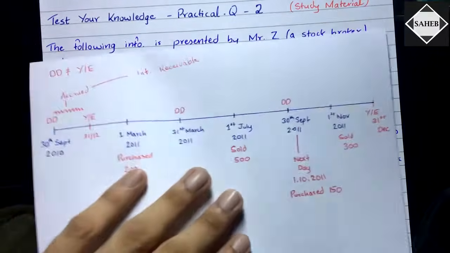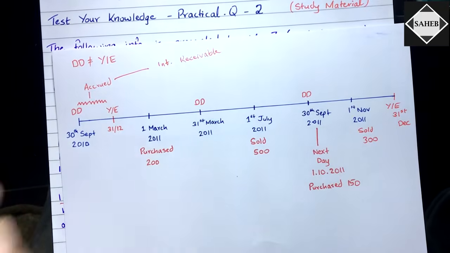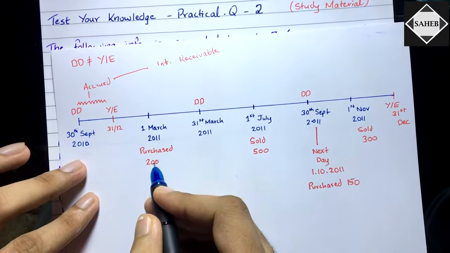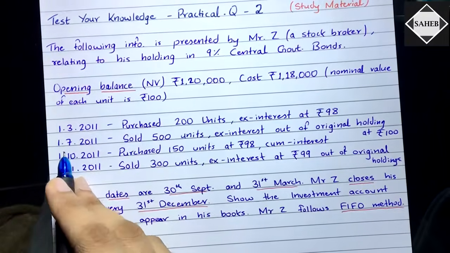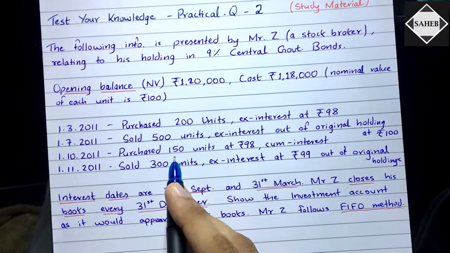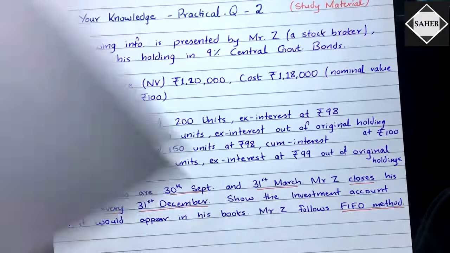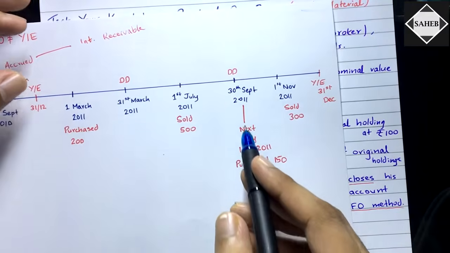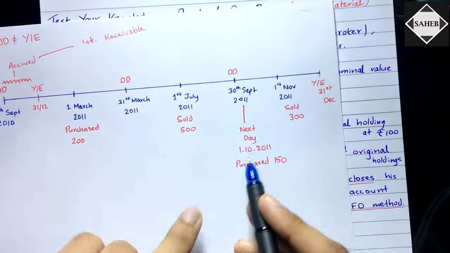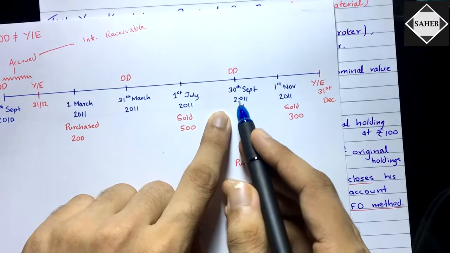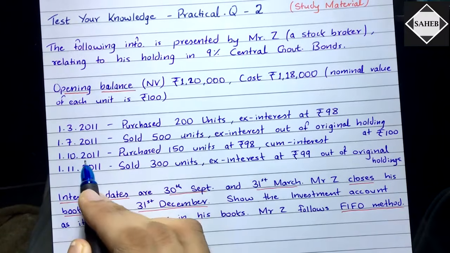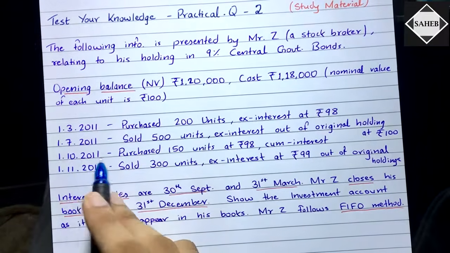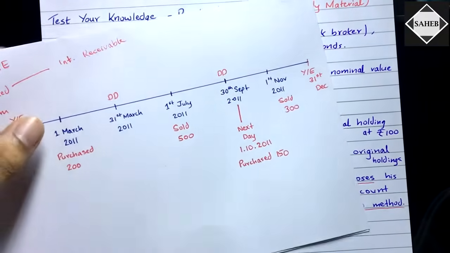So far we saw that the year end is on 31st December and the due dates are 30th September and 31st March. On 1st March we purchased 200 units, and on 1st July we sold 500 units of bonds. Then on 1st October, we purchased 150 units at cum interest price. That is the very next day of the due date, isn't it? 30th September 2011 is the due date, and this transaction is happening just a day after the due date. So there will not be any accrued interest on this. We'll see that later, don't worry.